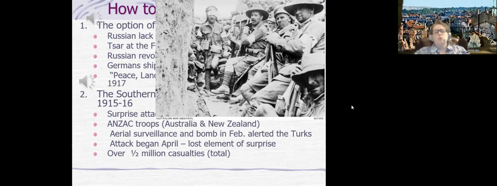Because of this, Churchill will resign from the Admiralty. He'll resign from the government. He'll go fight in a trench in Belgium for about a year. He's accused of malfeasance over this, but an investigation clears him. They say the plan is not unsound. The problem was the execution of it.